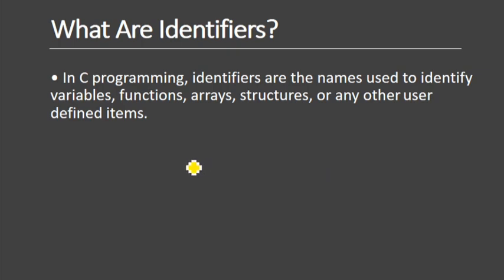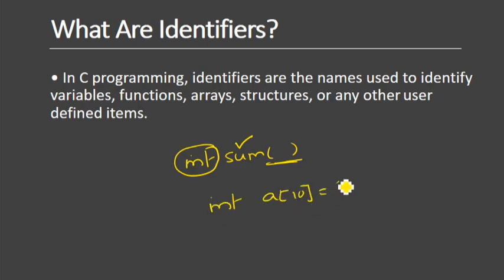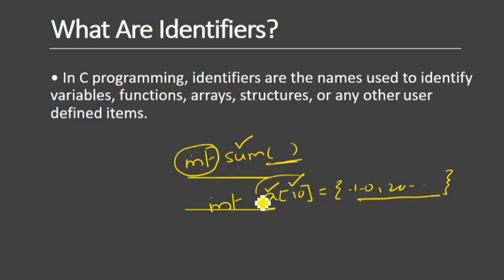And function names, for example, I am writing int sum. This is a function. Sum is a function name which is declared as an integer, so it is an integer function. For arrays, for example, I am writing int a of 10, with some values like 10, 20. Here a is the variable name of the array. An array is nothing but a group of similar elements. So a is the array name, which is declared with the integer keyword.